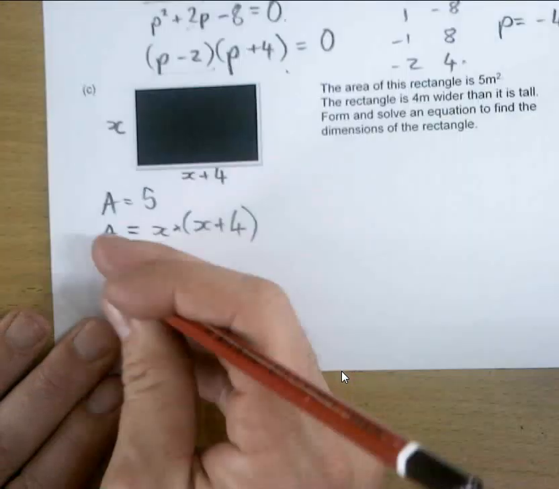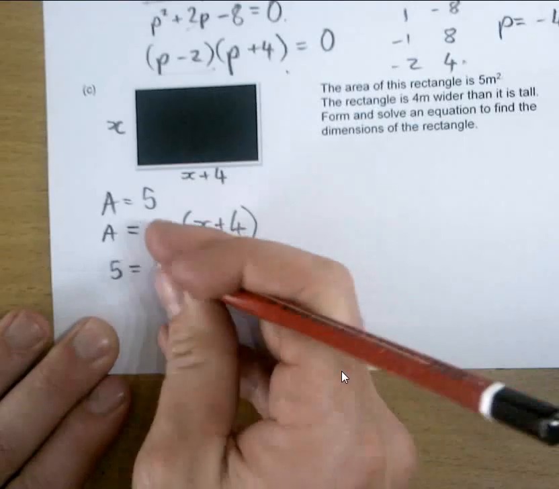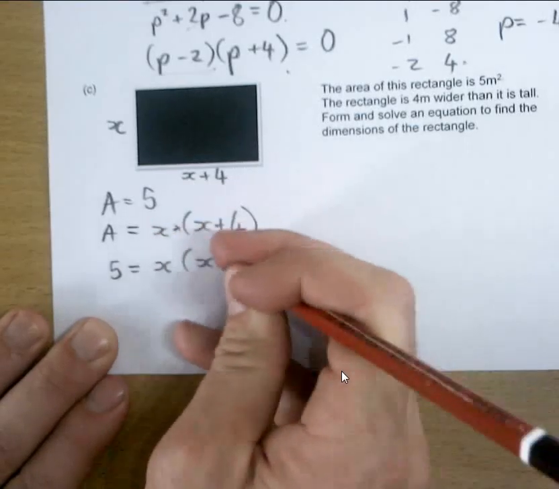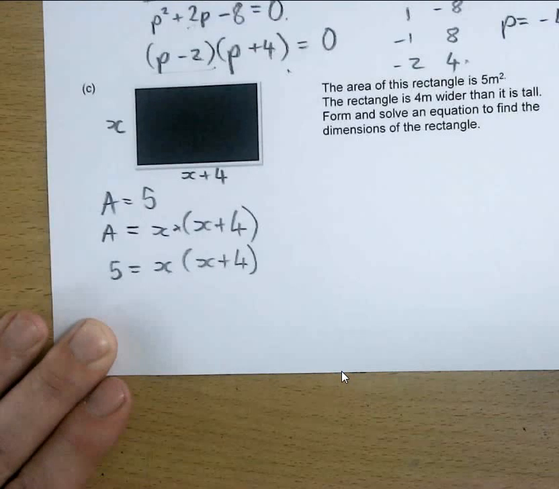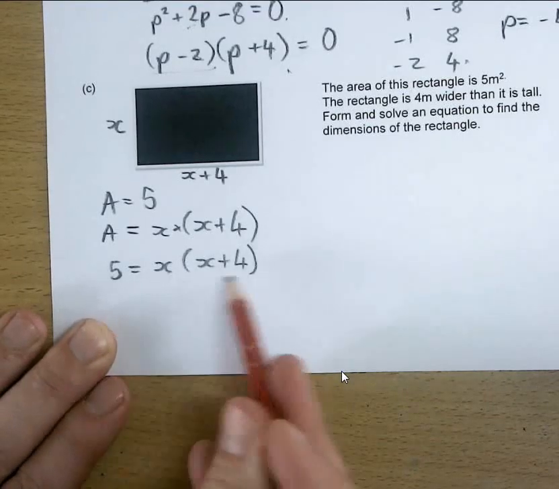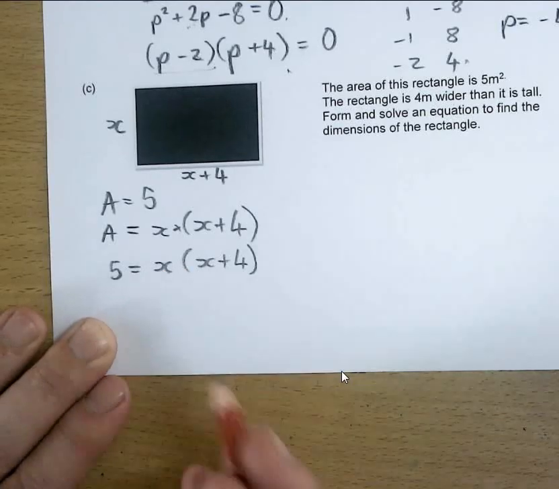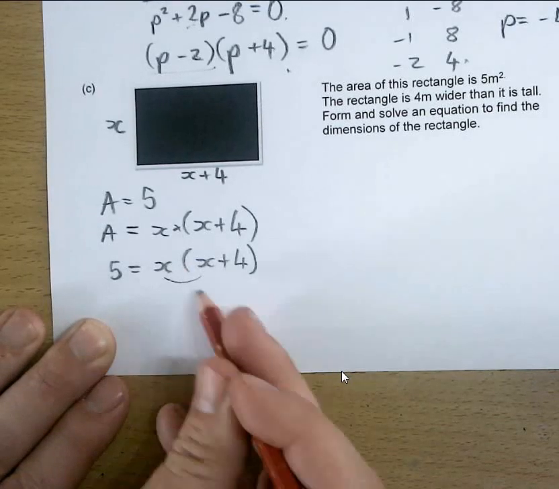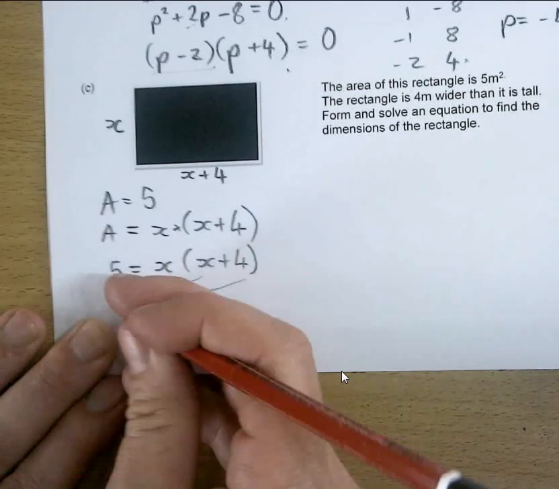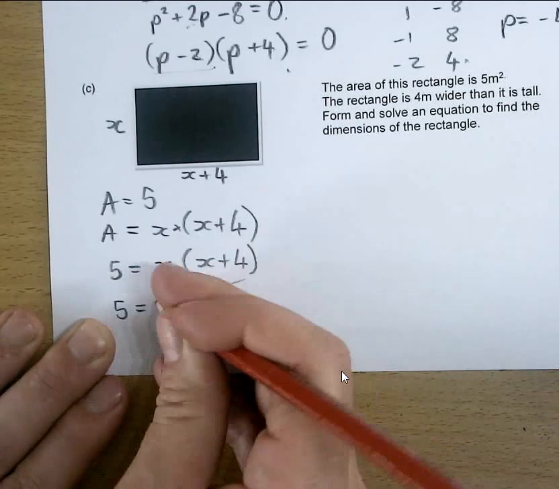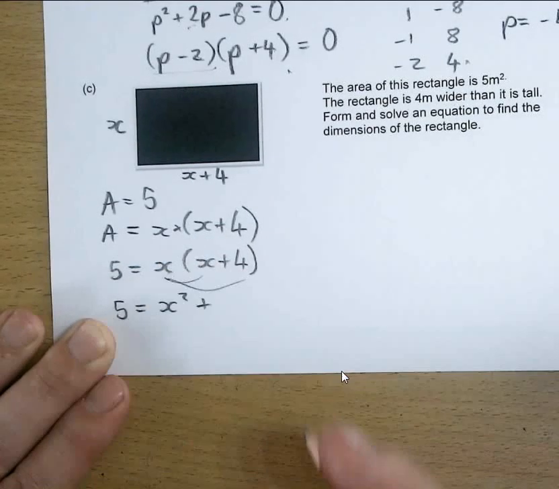So I can say that 5 is equal to x bracket x plus 4. Now I'm doing this quite slowly, you might skip some of these steps. The next step is to do some algebra here. And when you see brackets, one of the things that you're allowed to do is expand it. So I can go x times x, and I can do x times 4. So 5 will be equal to x squared, plus 4x.